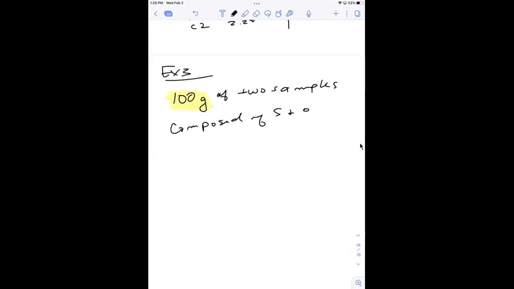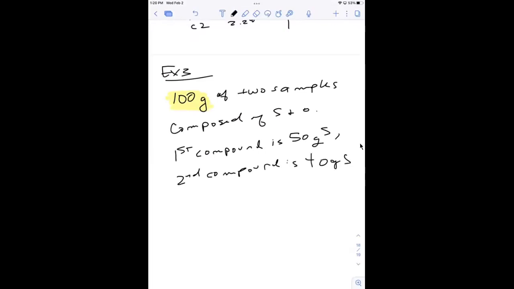Sulfur and oxygen. And the question says the first compound is 50 grams of sulfur. The second compound is 40 grams of sulfur. All right. And the question is asking the same thing. Show how these data illustrate the law of multiple proportions.